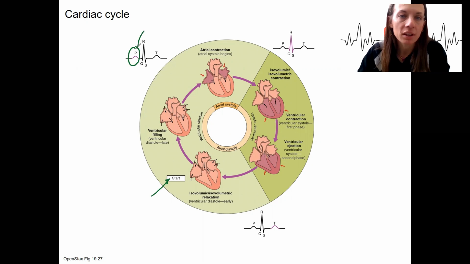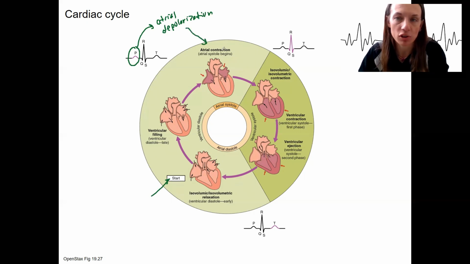Our P wave represents atrial depolarization and is going to correspond to atrial contraction. This is the beginning of atrial systole. Makes sense, right? So the atria contract, and that's going to push all the blood that's in the atria at the time into the ventricles. I'll come back to what I mean by the blood left at the time.